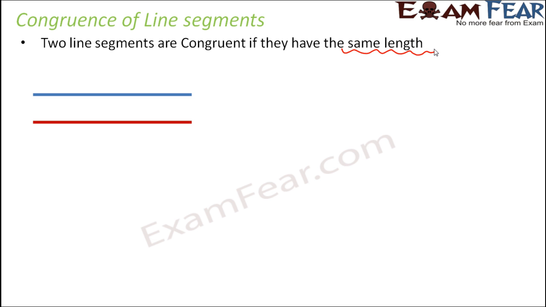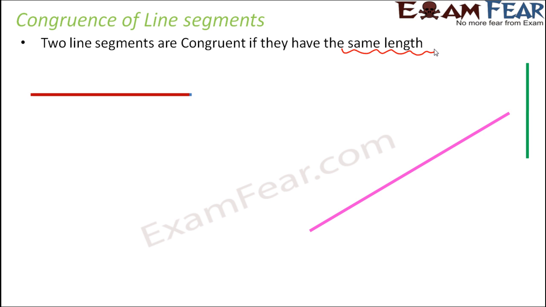Here you see a blue line segment and a red line segment, and since they have the same length, when you try to overlap them, they exactly cover each other, showing that they are congruent. So only the length measure matters. Orientation and color do not matter, because they do not fall under the criteria of shape and size.